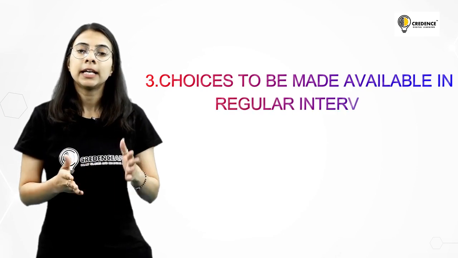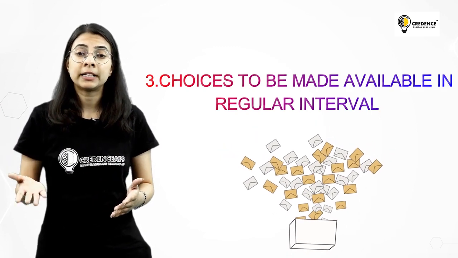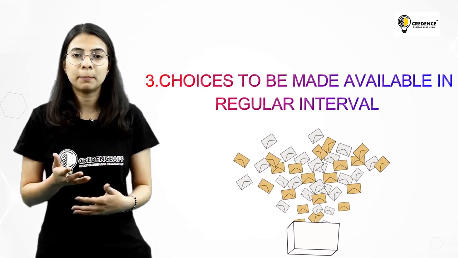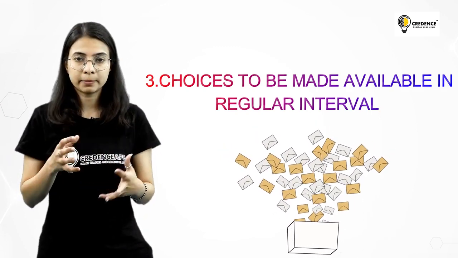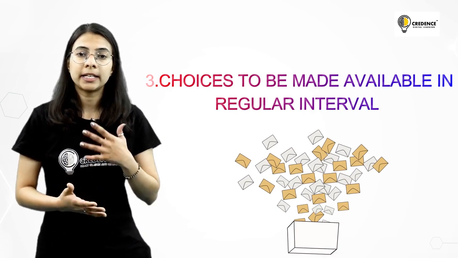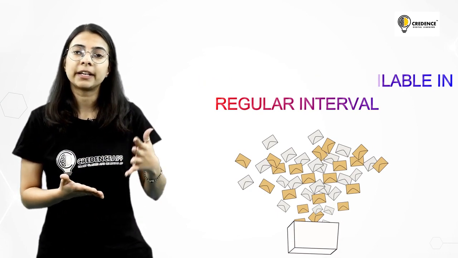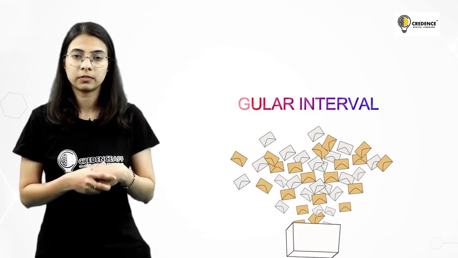For example, if an election is conducted once, and for the next 10 or 15 years there is no election, then what will happen? People will get suffocated because of all these situations, and the ruling party may misuse its powers, right? So there should be regular intervals of elections, right?